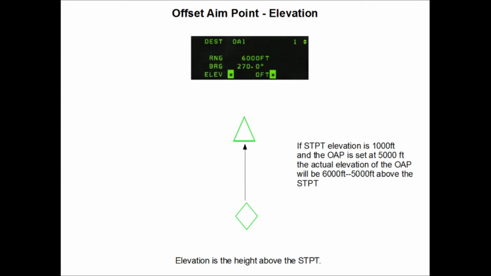Now, once you have the bearing set and hit enter, it'll take you down to the elevation. Now, elevation is the height above the steer point. Once again, I got to reiterate this, everything is based off the steer point. Look at that caption there to the right. If the steer point elevation is 1,000 feet and the offset aim point is set to 5,000 feet, the actual elevation of that offset aim point is going to be 6,000 feet. 5,000 feet, what you entered above the steer point.